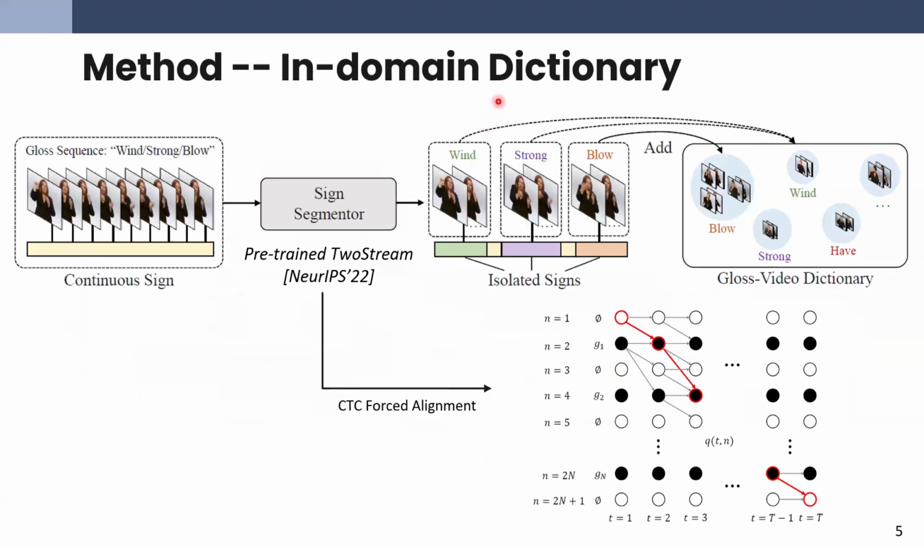To better maintain each sign's original representations, we propose to build our baseline based on a dictionary. In contrast with existing works that may utilize external dictionaries, we propose to use a pre-trained recognition model to segment continuous signs into isolated signs to obtain the so-called in-domain dictionary. In this way, the signs in the dictionary align well with the continuous sign language data.